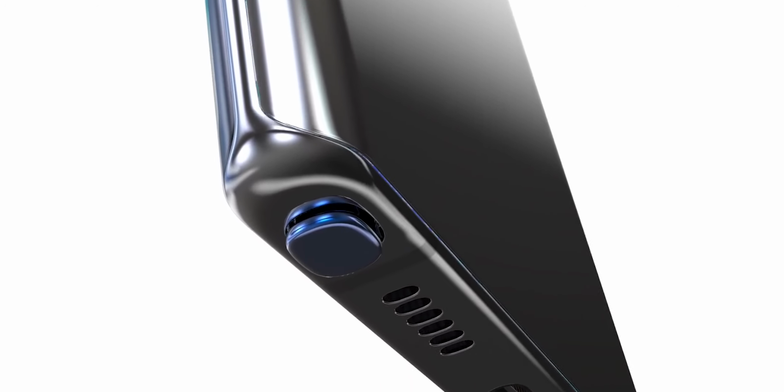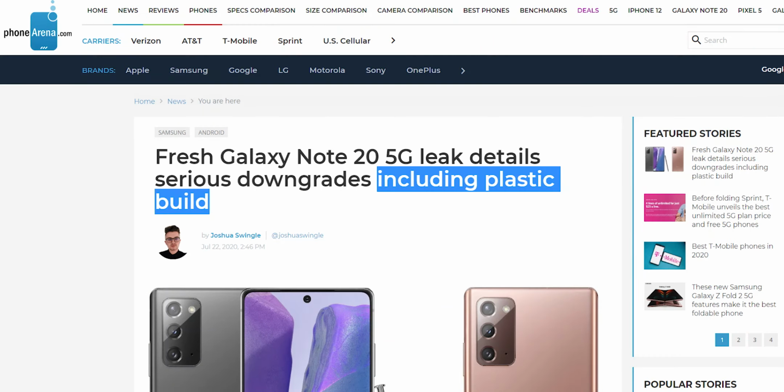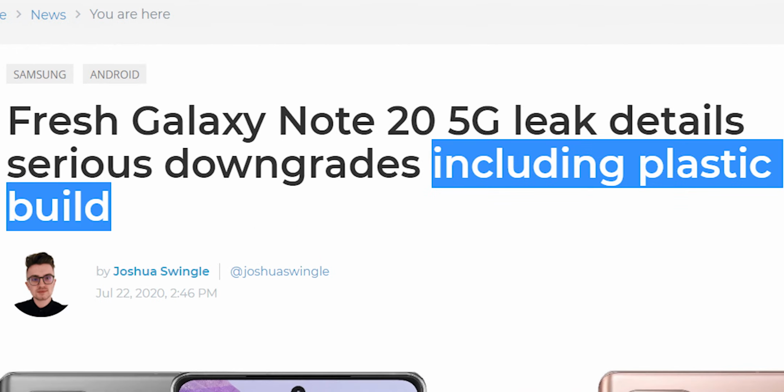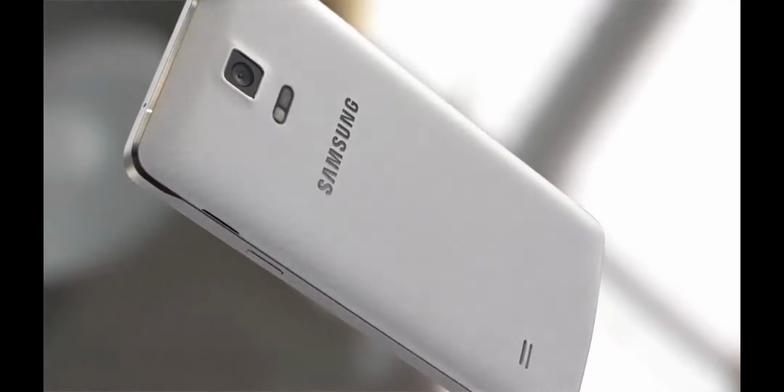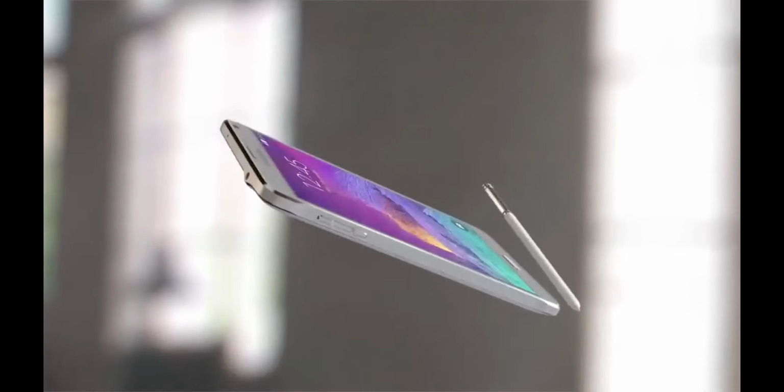So according to new information, the Galaxy Note 20 might feature a plastic back. Yes, you heard me right guys, plastic back on a Samsung flagship. Ever since the Galaxy S6, every single Samsung flagship was made up of glass and metal, and this will be the first Samsung flagship in 6 years to have a plastic back.